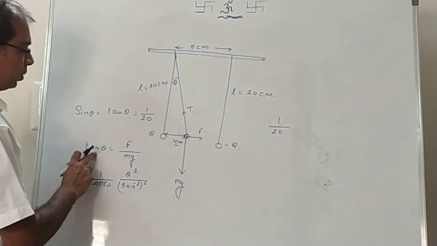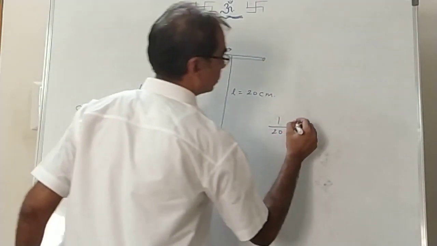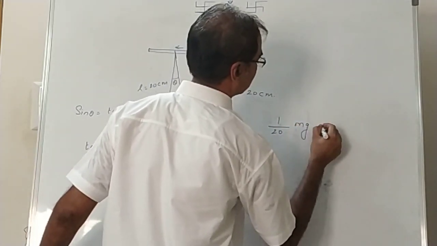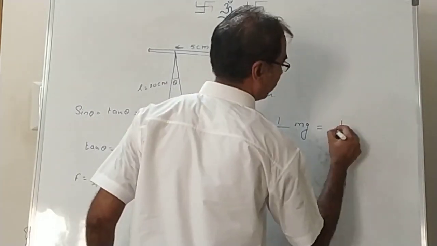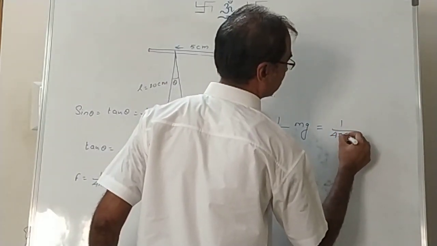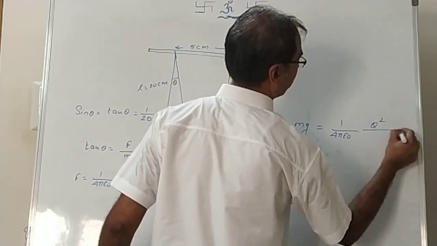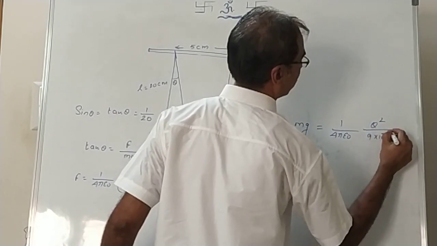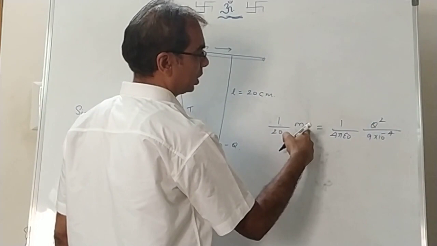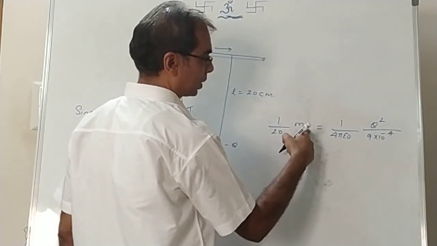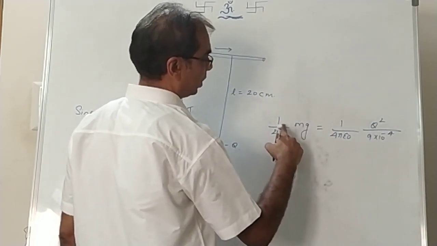Okay, 1 by 20 into mg is equal to F. So F is this. This is 1 by 4 pi epsilon naught q square by 9 into 10 to the power minus 4. We want m. Okay, g value you can keep 10. Okay, so here this is 1 by 20.